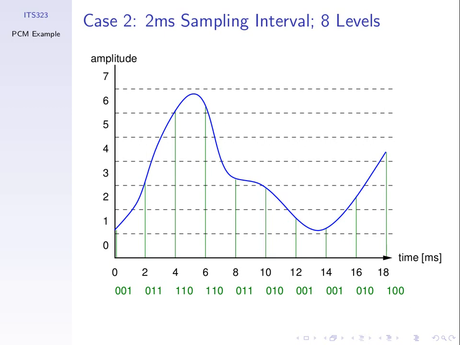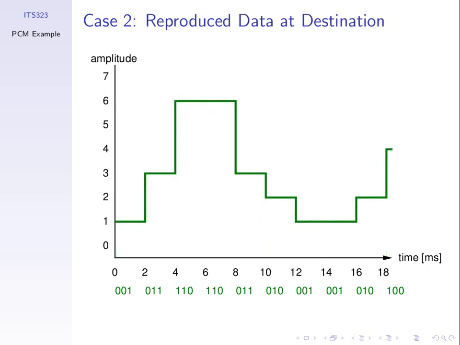The blue line hasn't changed. The analog data hasn't changed. It's the same information. We construct those 1,500 bits per second and they're sent, and the receiver receives the bits and then reconstructs the analog data. Using the same approach, we take at time 0, level 1, then at time 2, level 3, 6, 6, 4, 2, and so on. And this is the reconstructed analog data at the receiver.